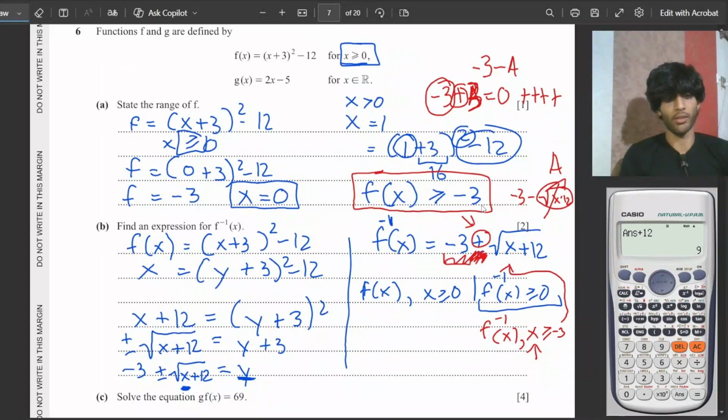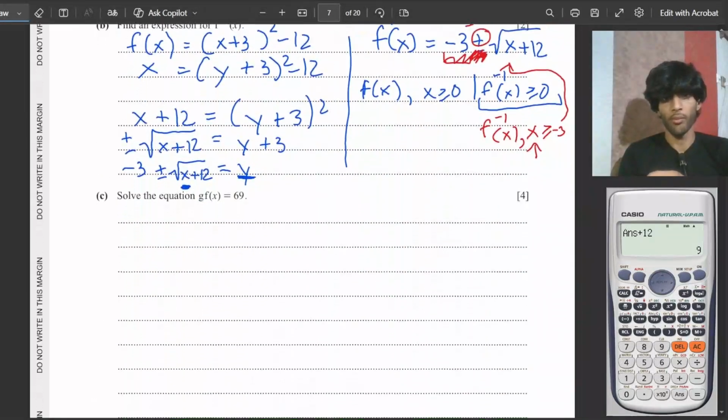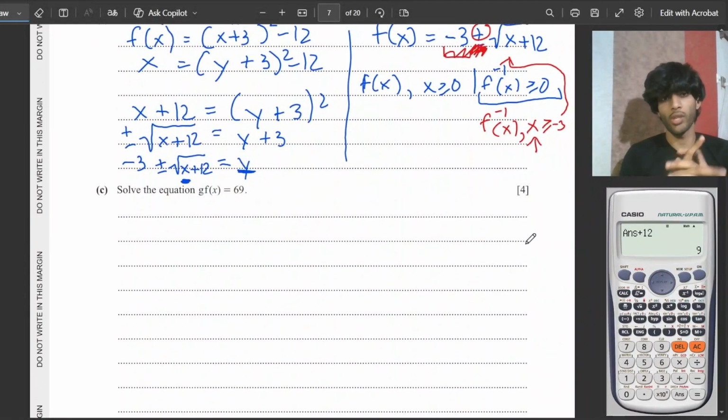I'm going to remove the negative, and this is going to be your answer: negative 3 plus under root x plus 12. Okay, moving on to part C. Part C says solve the equation g f of x, which is a composite function, is equal to 69.